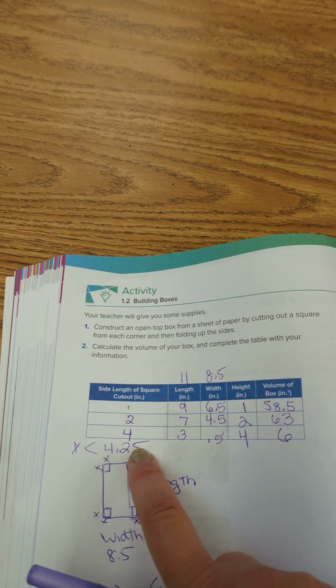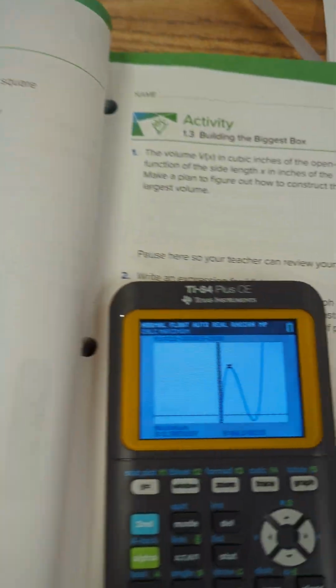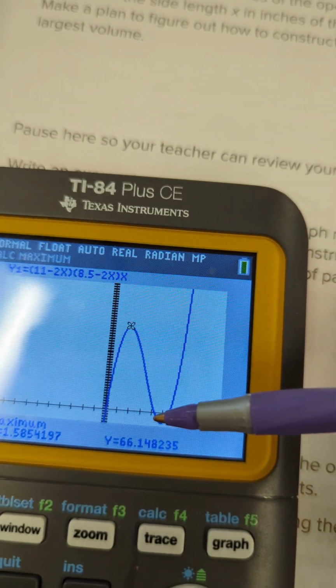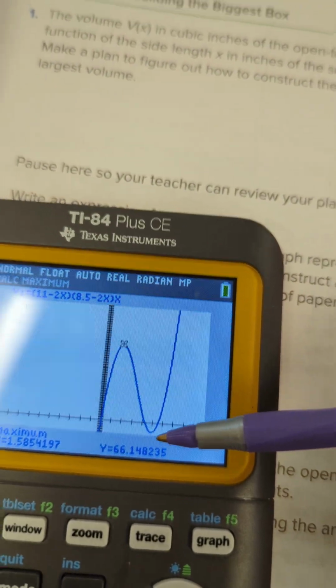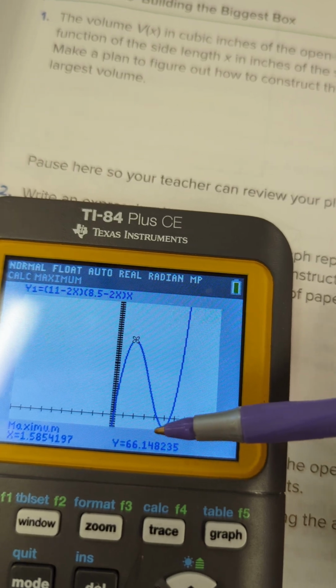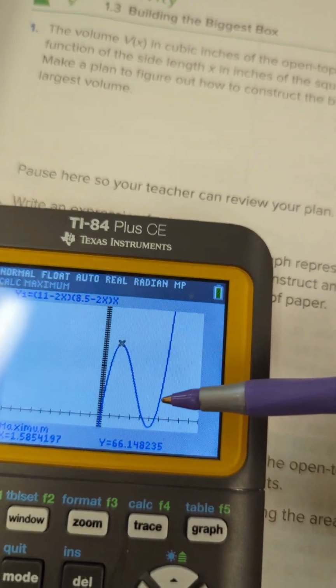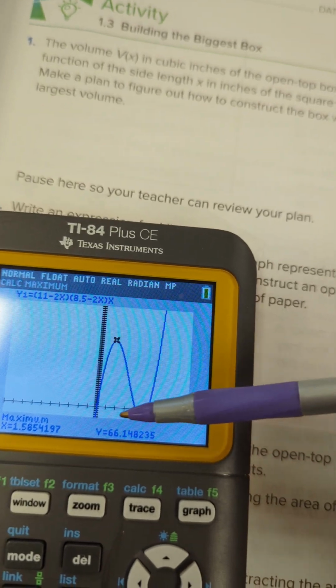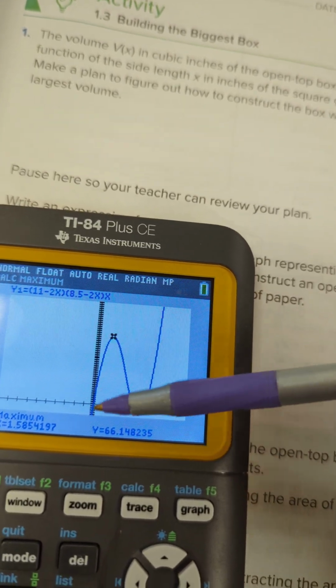And you also obviously can't go less than 0. So when you look at your graph, the only part you care about is from 0 to that 4.25 number. This part of the graph doesn't make sense. You can't have a negative volume of a box. This part of the graph we don't care about. We only care about what makes sense for the domain of our function.